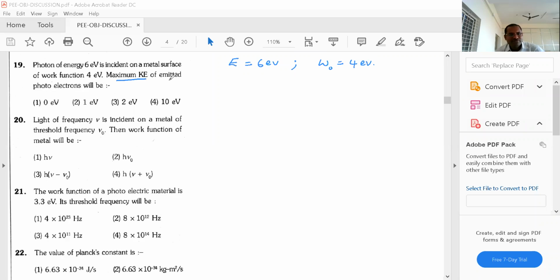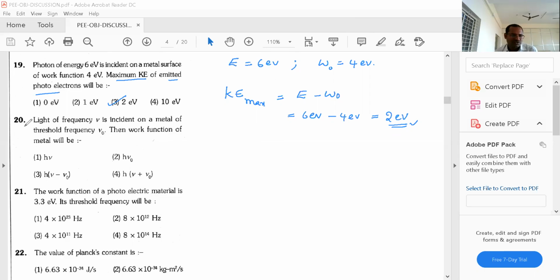The maximum kinetic energy of the photo emitted electron, according to Einstein's equation, is the incident energy minus the work function. Incident energy is 6 electron volt minus work function 4 electron volt. This will be 2 electron volt. Yes, this much will be the maximum. Minimum, however, is 0, I told you already. Minimum will always be 0. Maximum is 2 electron volts. Yes, option 3 is here. It is a direct question. Nothing is there to prove.